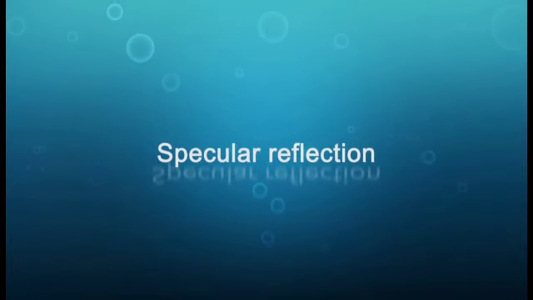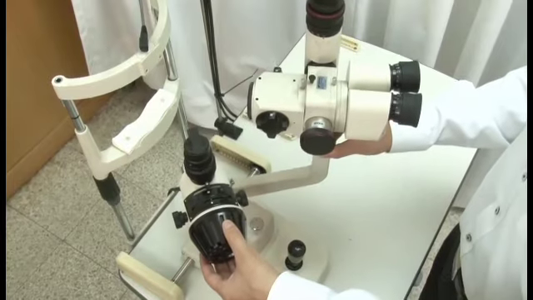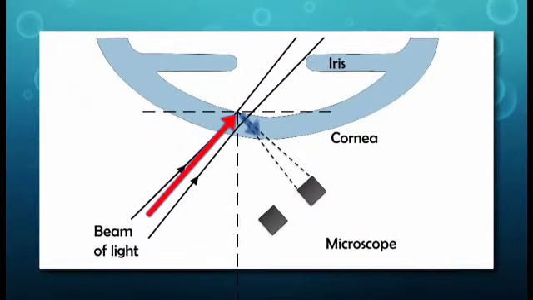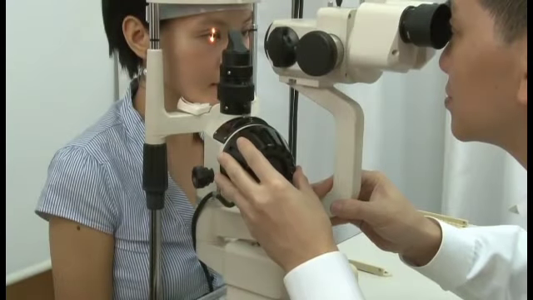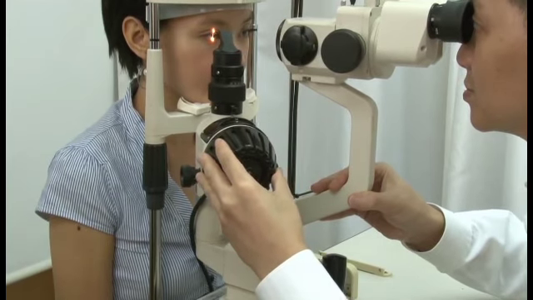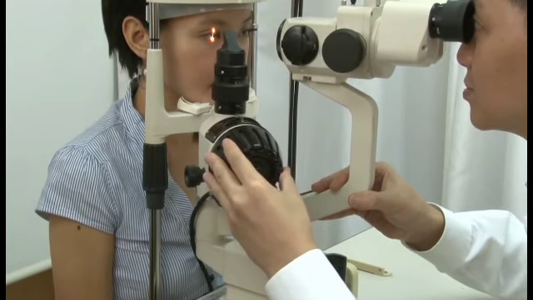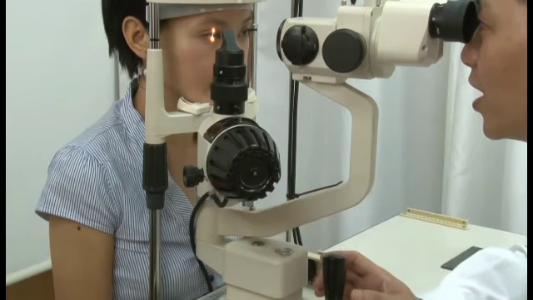Specular reflection. First, set the angle between the light source and the observation system at a point that the reflection path of the light source overlaps with the observation path. Adjust the slit width to about 2 millimeters, similar to parallel epiped. Set light source at maximum and magnification is set initially on low. A bright specular reflex should appear on one ocular eyepiece.